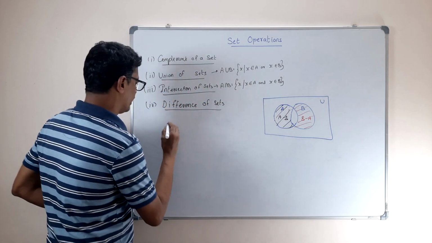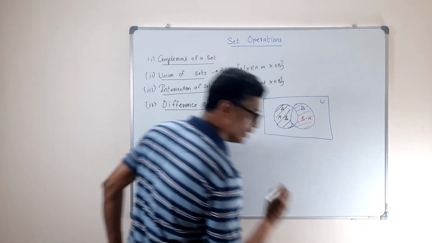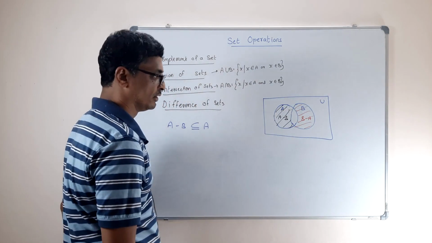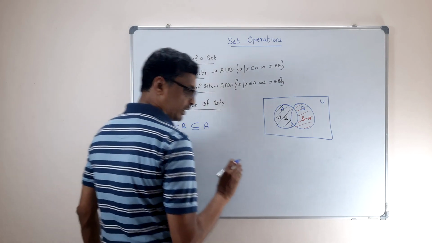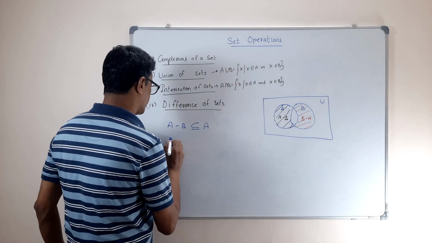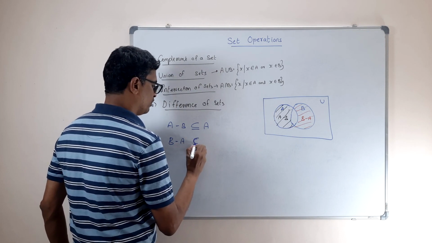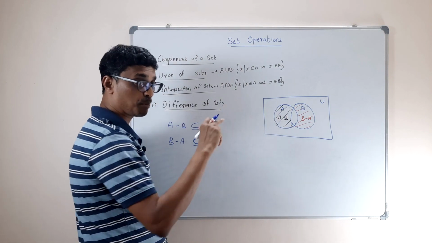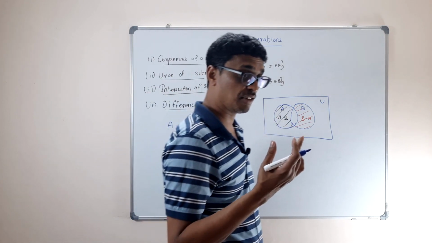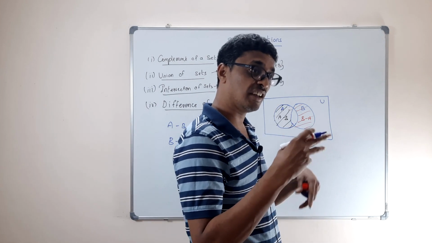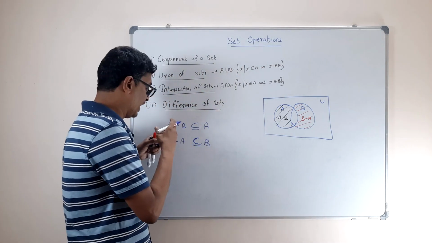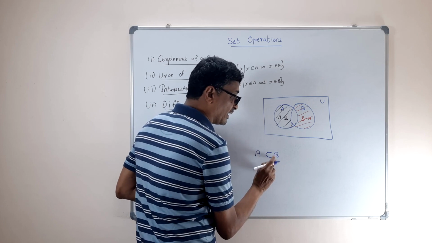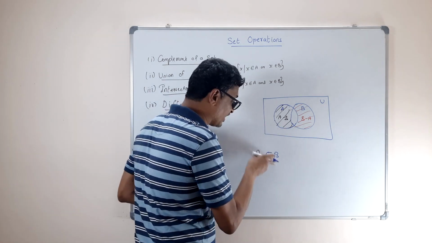So, A minus B is a subset of A, correct? And similarly, B minus A will be a subset of B. Earlier also we wrote that is a proper subset. When it's a proper subset, there will be at least one element which is not an element of A. If you write A is a proper subset of B, B will have at least one element which is not an element of A.